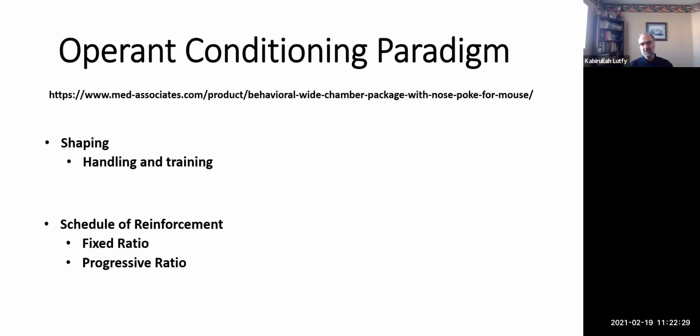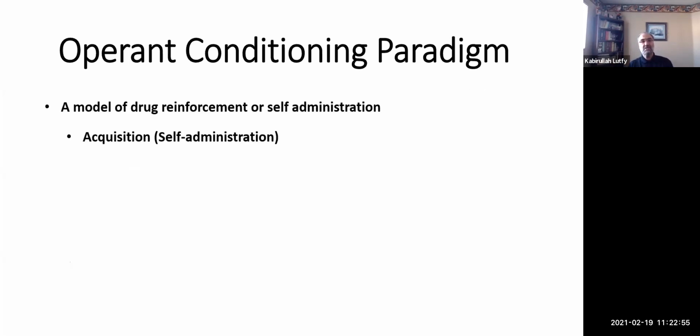So what you do is basically increase the number of lever presses, so for example 1, 2, 3, 5, 8, 9, 16, something like that. And then you go until the animals give up, and that's the break point. In drug addiction, you can use operant conditioning to study drug reinforcement, as well as drug self-administration.